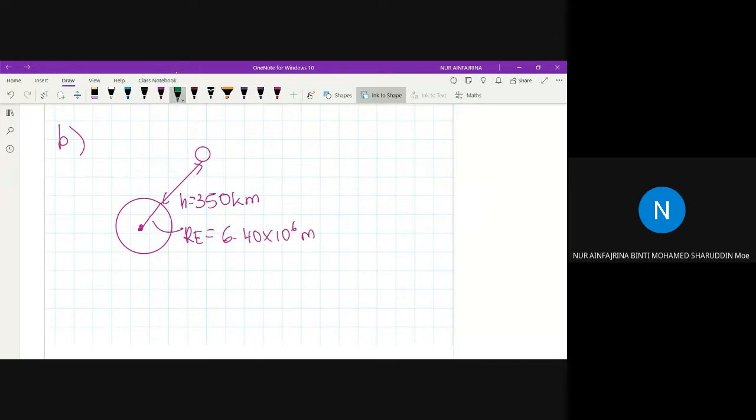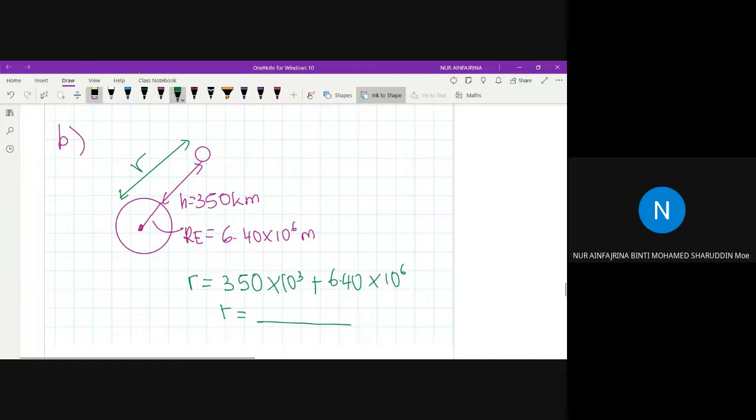Jadi, Miss nak tanya, distance from center of the Earth to the altitude ni berapa? Berapa R dia? Macam mana kita nak cari R dia, distance dia? Anyone? Tambah. Very good. So 350 kilometer, change it to your SI unit which is meter, tambah dengan 6.4 times 10 to power of 6 meter. So tekan calculator, you will get your radius berapa. Cuba tekan jap. Dapat berapa?